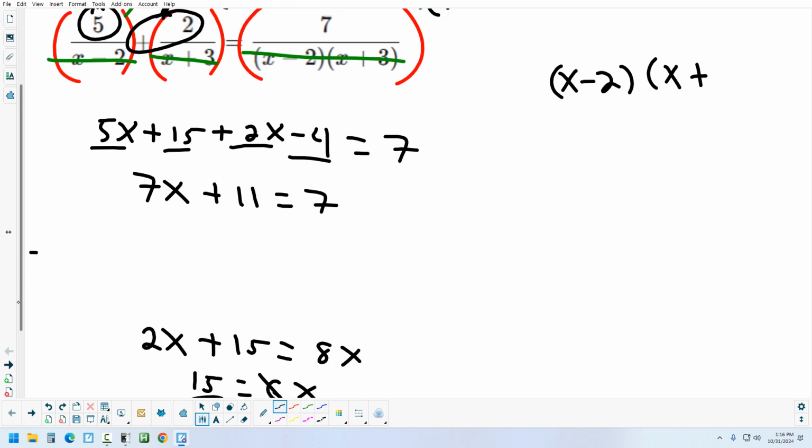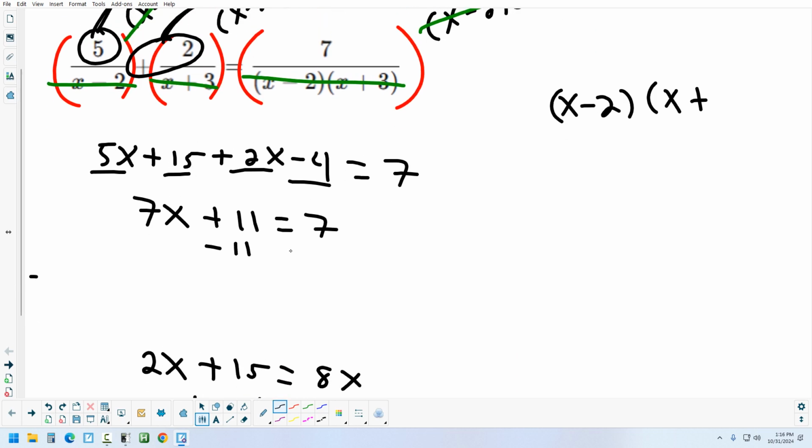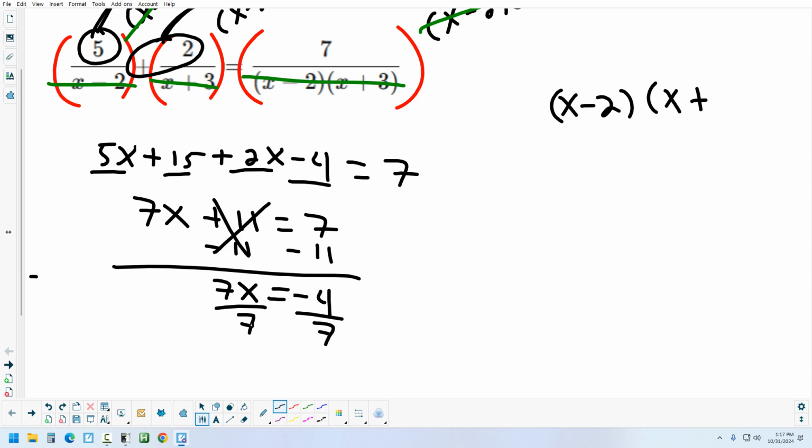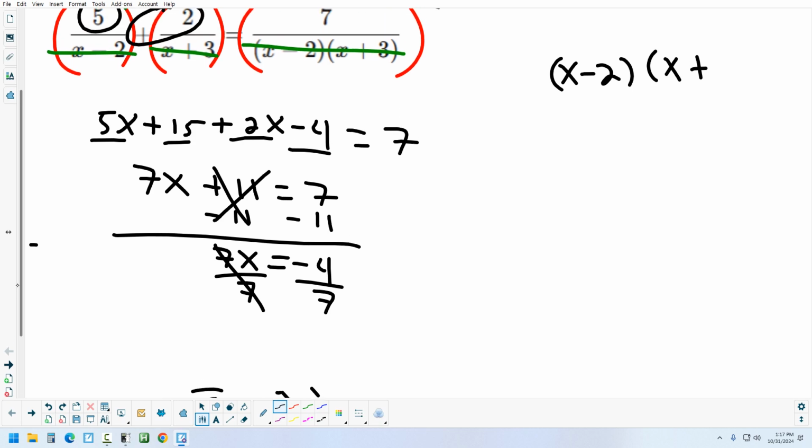Okay. We subtract 11 from both sides. 7 minus 11 gives me negative 4. And my last step to get x by itself: divide both sides by 7. So what's our final answer? Negative 4 over 7.